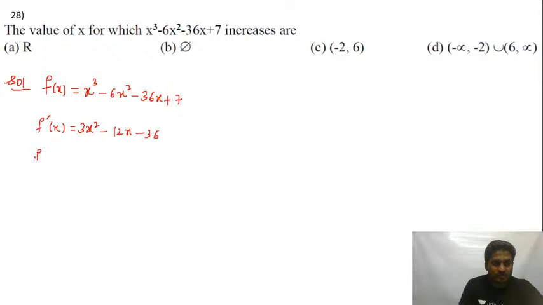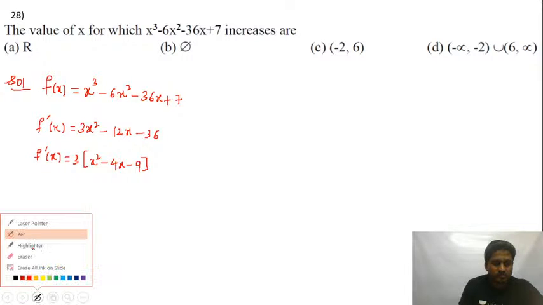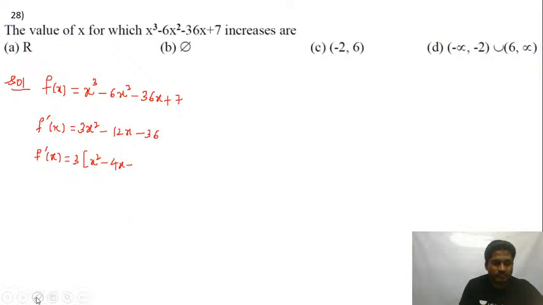Now f dash of x is equal to, I'm going to take 3 common. You will get x square minus 4x minus 12, I'm sorry. So you take 3 common, 36 will become 12. Let us split the middle term. Minus 4 will be minus 6 plus 2. Minus 6 plus 2 is minus 4, multiply, you get minus 12. So this can be written as f dash of x is equal to 3 into the bracket x minus 6 into x plus 2.